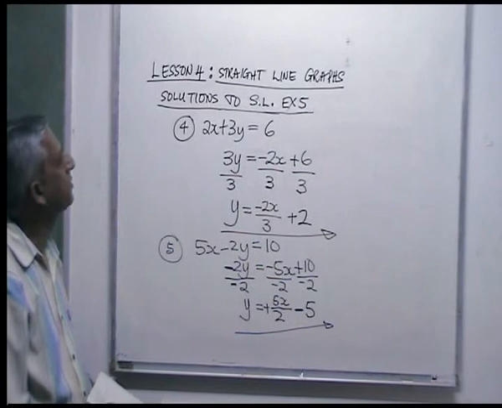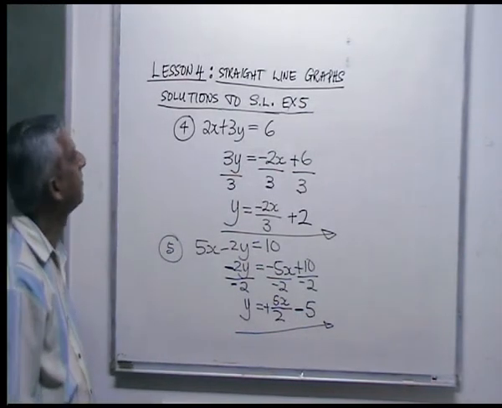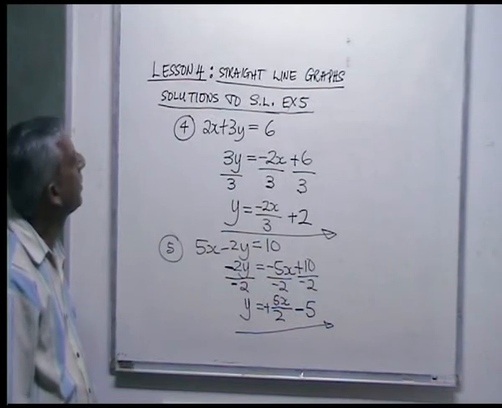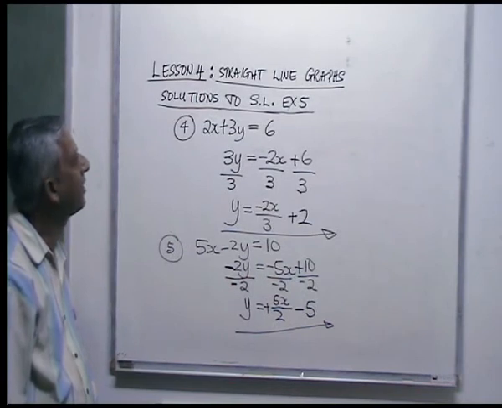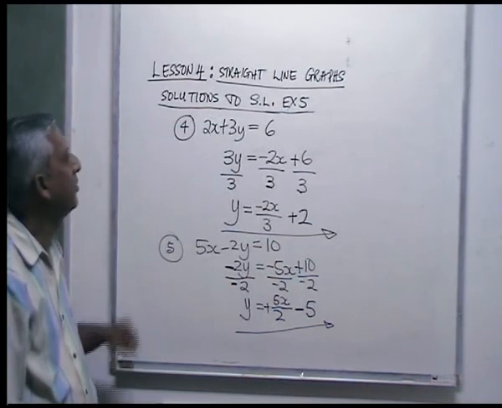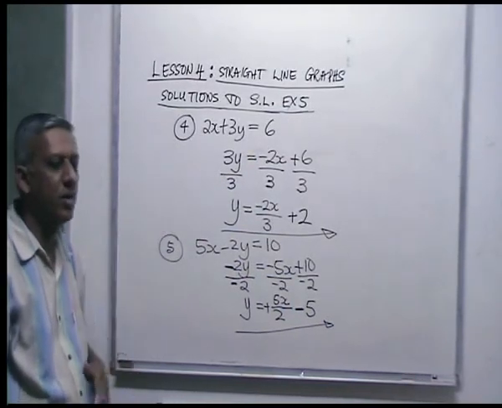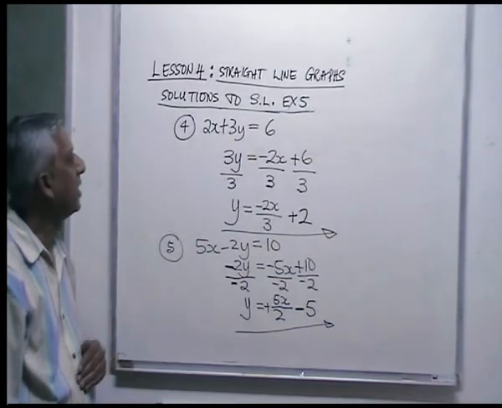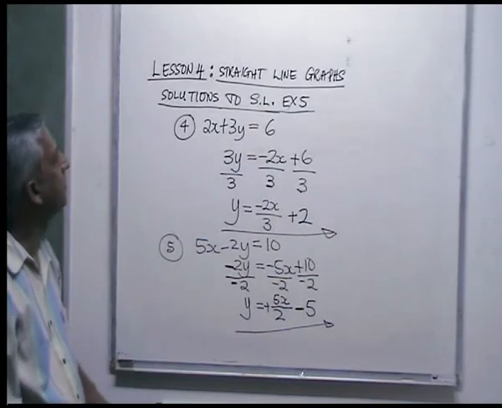Alright, so that brings us to the end of solutions for exercise 5. And what we're going to do now, we'll move on to lesson 5, where in lesson 5, we'll give you an equation which is not in standard form, and then you will have to draw the graph of that equation. Alright, so this brings us to the end of lesson.